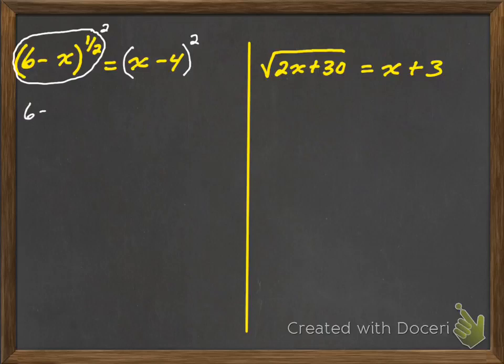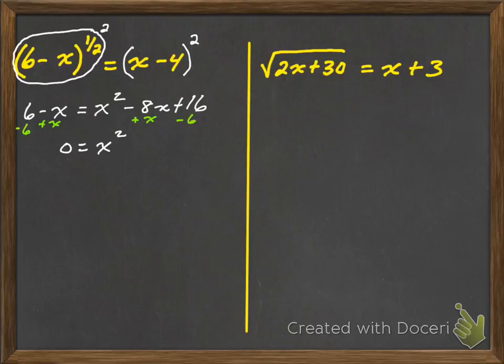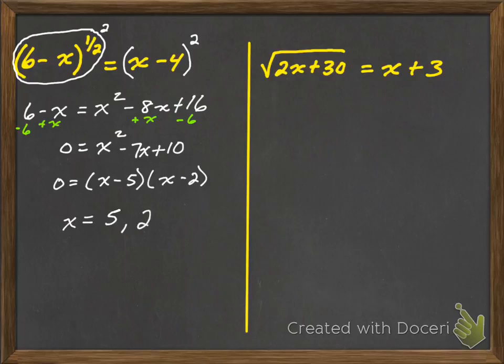Alright, so what that gives us then, 6 minus x equals x squared minus 8x plus 16. Now this is a quadratic equation, which means we need to set this equal to 0. So we're going to add the x over to the other side, and we're going to subtract the 6 to the other side. Giving us this equation. Now the easiest method for solving this is to factor, which factors down to x minus 5 times x minus 2, giving us the solutions of 5 and 2.